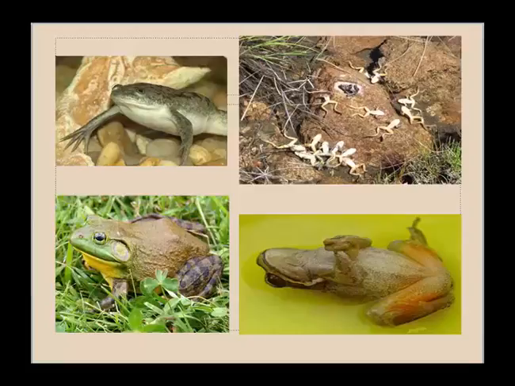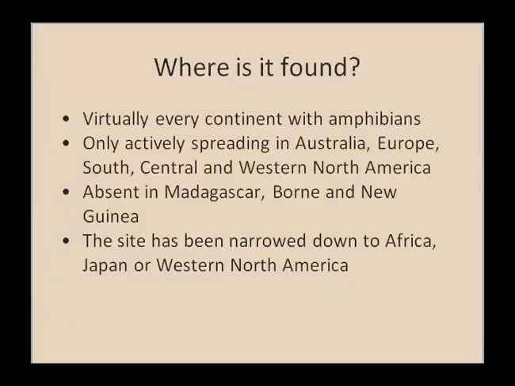A rough estimation of about 200 frog species infected by BD have gone extinct in the past 30 years. Over 350 amphibian species are currently known to have been infected. Since the discovery of BD, the chytrid has been found on virtually every continent sustaining an amphibian population. This includes South America, Central America, North America, Australia, Europe, Africa, and Asia. But the fungus is only actively spreading in Australia, Europe, South America, Central America, and Western North America. The chytrid is also absent in Madagascar, Borneo, and New Guinea.